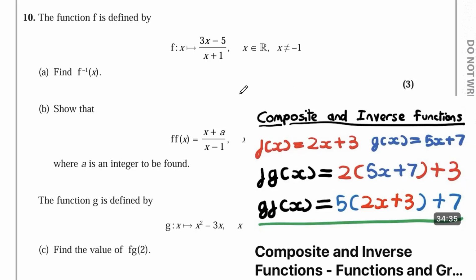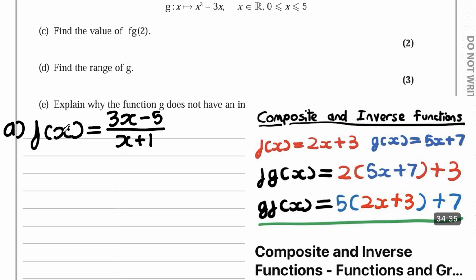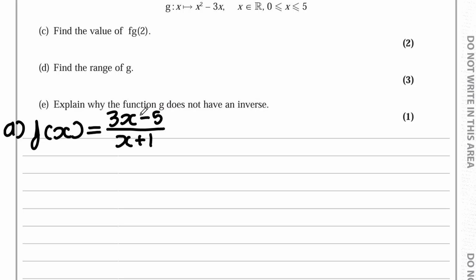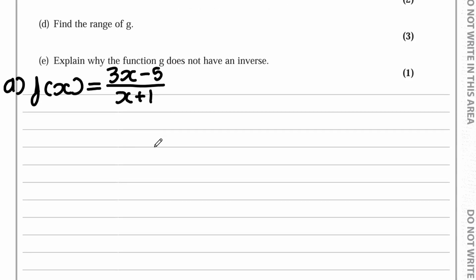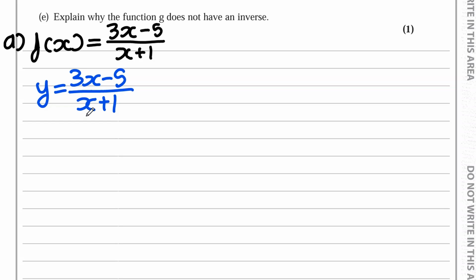Okay, so we did a video on inverse functions. The way that you find an inverse function is, so if f of x is equal to 3x minus 5 over x plus 1, we're going to rewrite this. We're going to say that y is equal to this 3x minus 5 over x plus 1. And what we're going to do is rearrange this to make x the subject instead. Okay, so to do this, we have this x plus 1 denominator, so to get rid of this, let's multiply both sides by x plus 1.